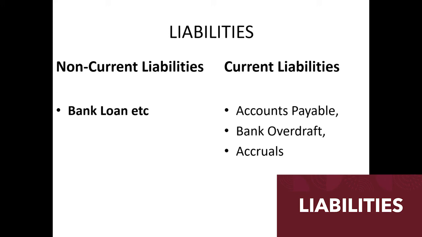But bank loans are normally taken for longer than a year, so it's a non-current liability. Normally, bank loans are for 3 years, or 5 years, or 10 years. Debentures and loan notes are for 5 years or 10 years. Overdrafts are current liabilities. You have to pay them back. If you don't pay them back, you have to pay the interest on that. It could be cancelled any time, so it's a current liability.